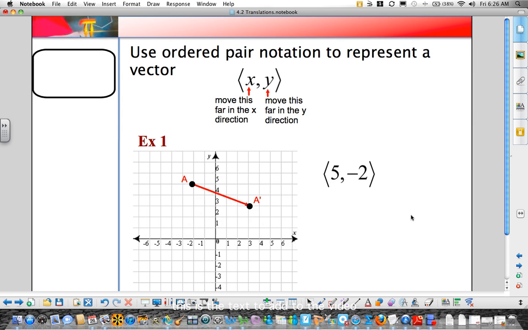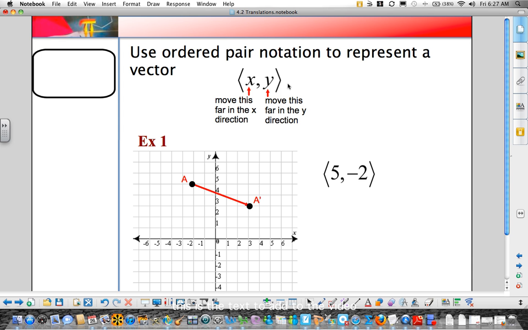Okay, so another way we can represent a vector is using ordered pair notation. And when we're talking about a vector, notice how my ordered pair here is not in parentheses, but it's in these pointy brackets. These pointy brackets tell me that this is representing a vector instead of an ordered pair. Now a vector is different. An ordered pair is just a point, right? But a vector is telling me move this thing and move it in this direction. So a vector tells me direction and distance.